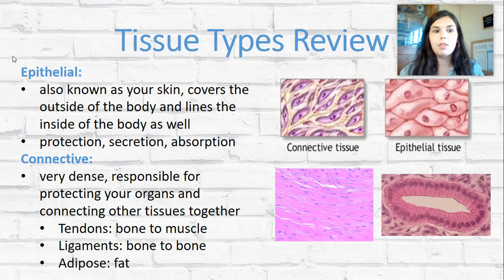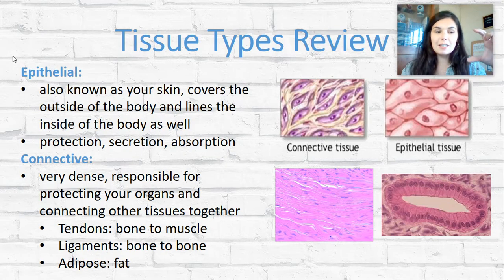Let's start with epithelial tissue. Epithelial tissue is also known as your skin. Remember that it covers the outside of your body and also lines the inside of your body. People tend to forget about that. And it does three main things: provide protection, secretion, like secreting oils and sweat from your skin, and absorption, because we absorb nutrients through our skin as well. Think about a nicotine patch or a medication patch or lotions and things like that, how our skin absorbs that. Next, we have connective tissue.